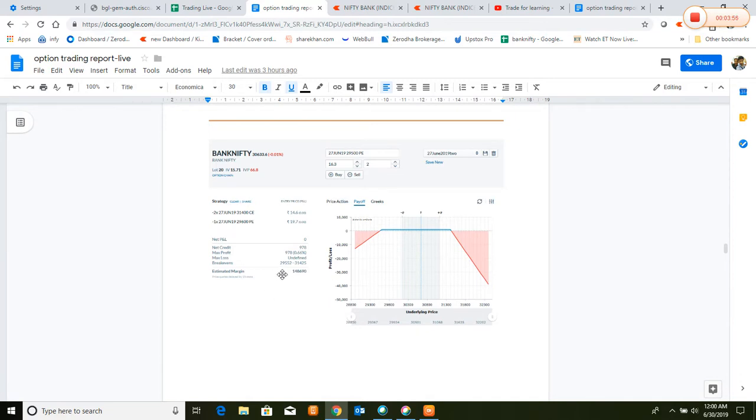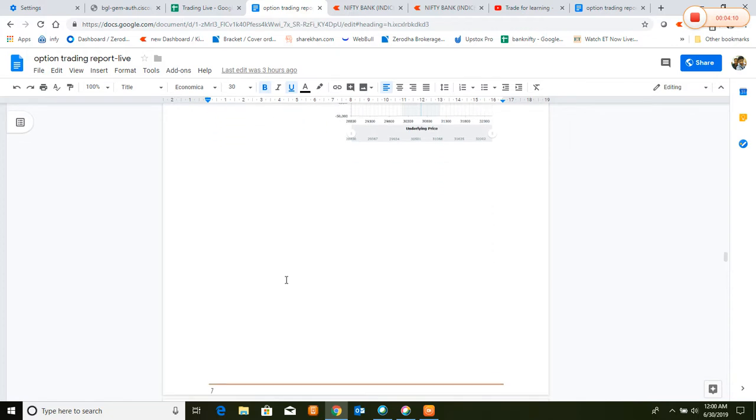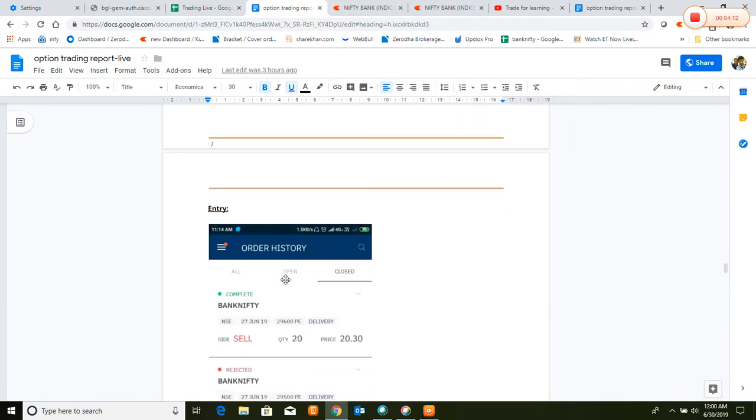There is a downtrend barrier at 29,552 and an uptrend barrier at 31,424. These are the break-evens. If it crosses either side, then we will start incurring huge losses. This was the entry price.